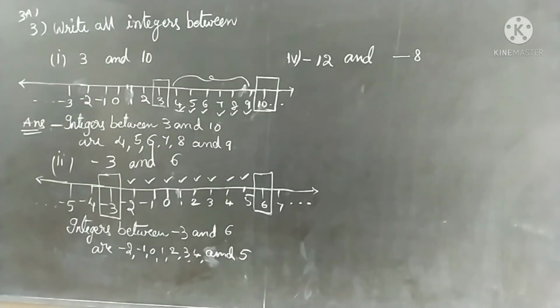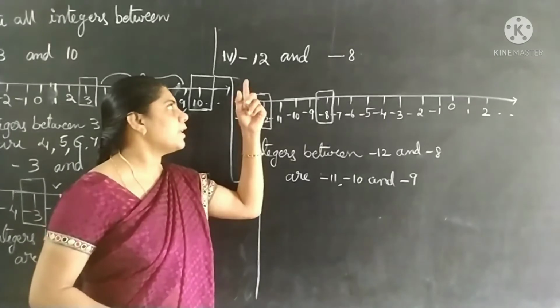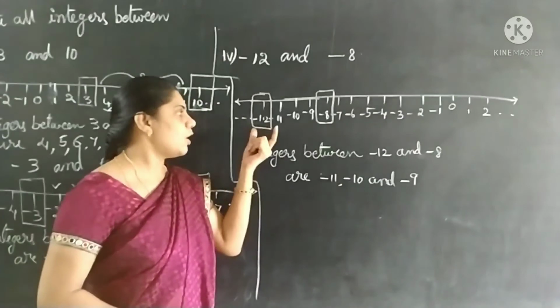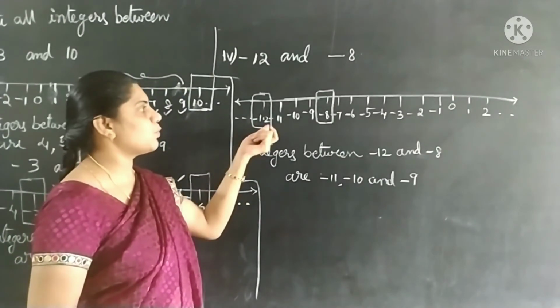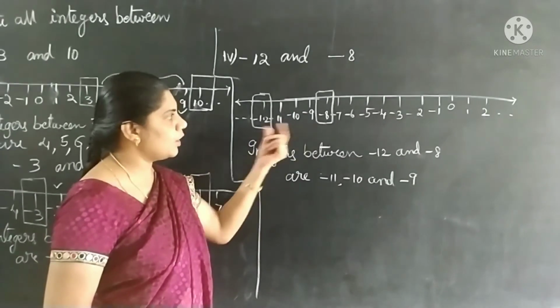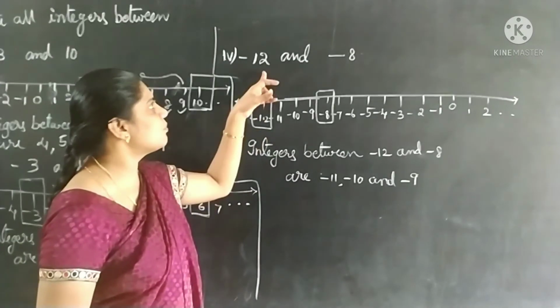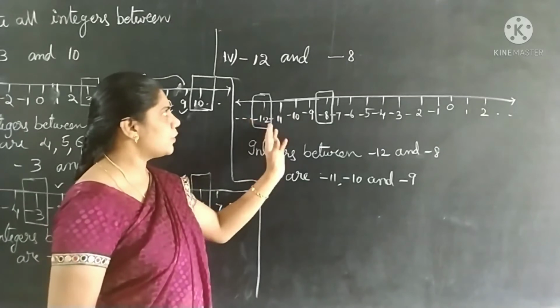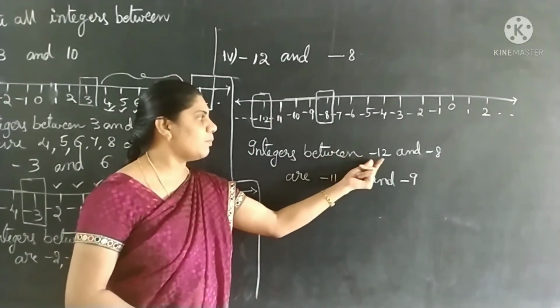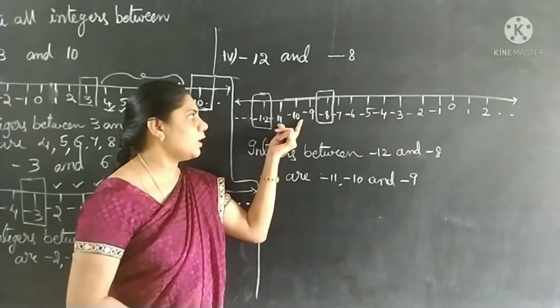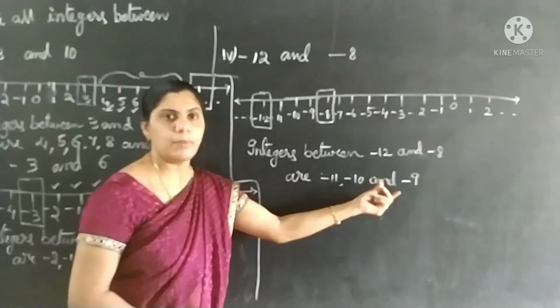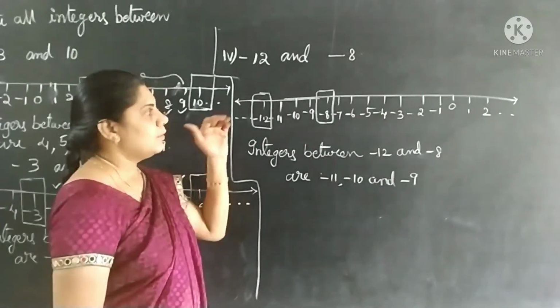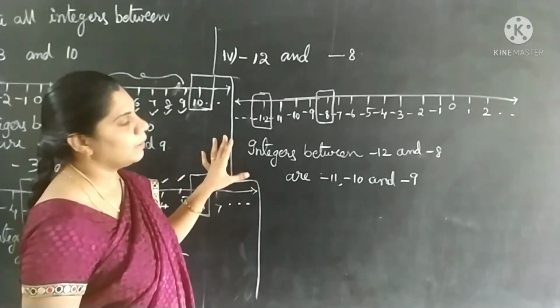Now see the next one, -12 and -8. You have to write the integers between -12 and -8. First draw the number line and indicate the numbers -12 and -8, where you get these numbers. After that, write down the integers between -12 and -8. What are they? -11, -10 and -9.